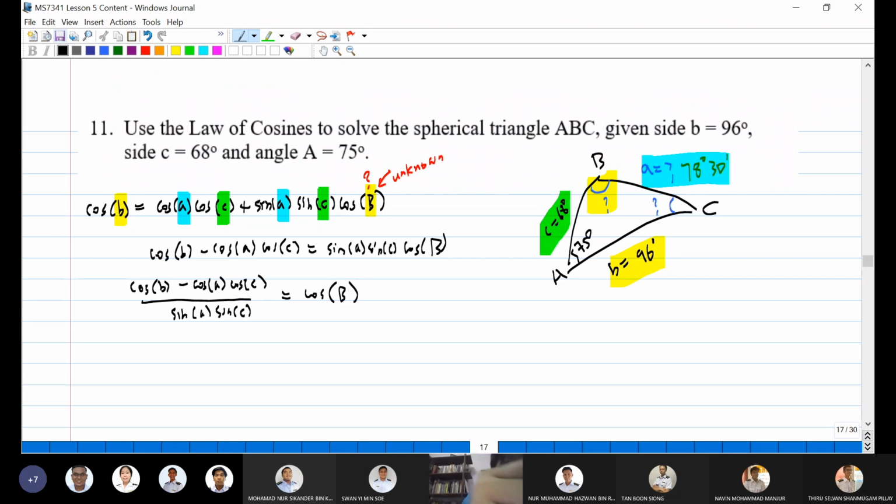Okay, so you can see the pattern. If I use color, this B here, this B here, A is the blue color here, C is the green color here. Okay, fill in the number. So this is how we arrange them. So cosine B here.